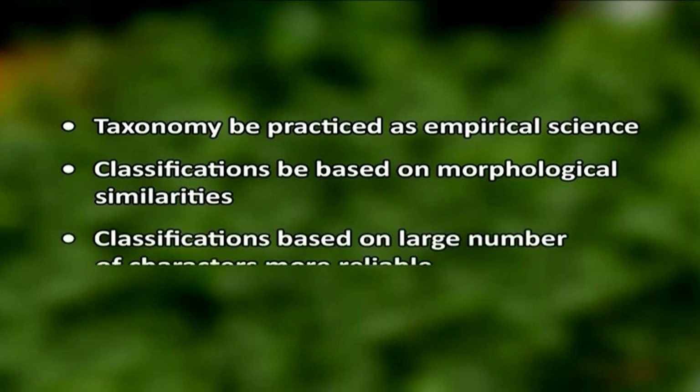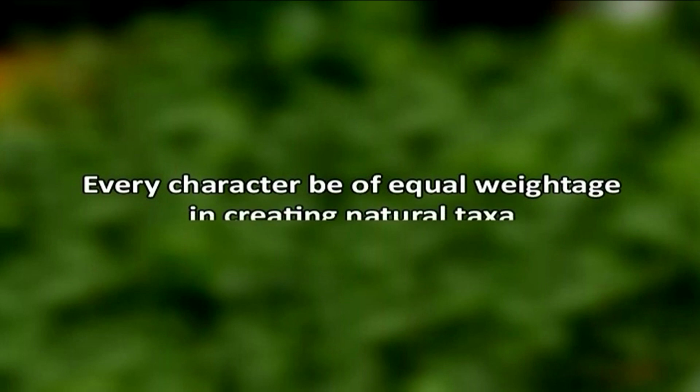Number third, classifications based on a large number of characters will be more reliable. Number 4, every character should be of equal weightage in creating a natural taxa. Number 5, overall similarity between any 2 entities is a function of their individual similarity in each of the many characters for which they are being compared.